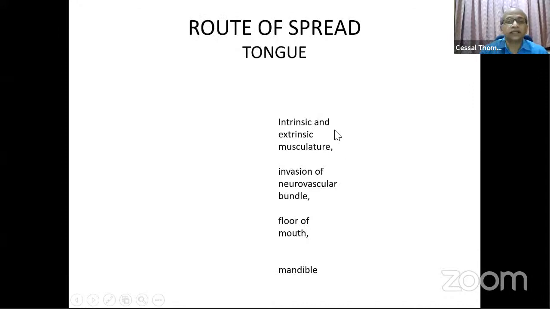So the tongue lesion can involve the intrinsic and extrinsic muscles. It can invade the neurovascular bundle. It can go down to reach the floor of mouth, and it can extend laterally to reach the mandible, and it can cause cortical erosion of mandible.